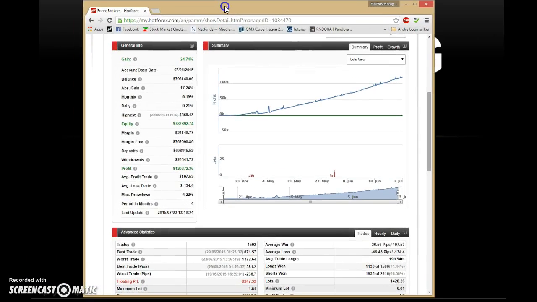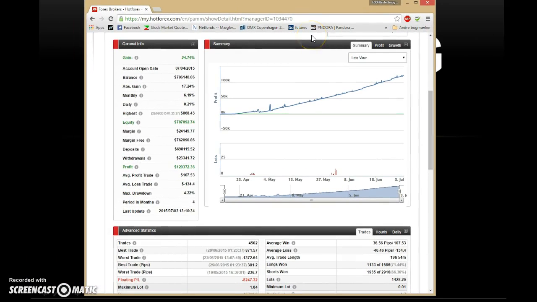So, as you can see here, the system. This system is currently running with roughly $800,000. And as you can see here, the profit since we started this system has been $120,000, and the maximum drawdown on this automated trading system has been 4.22%. We have now been running for 4 months, as we just started in July.